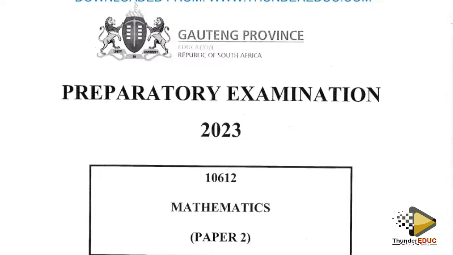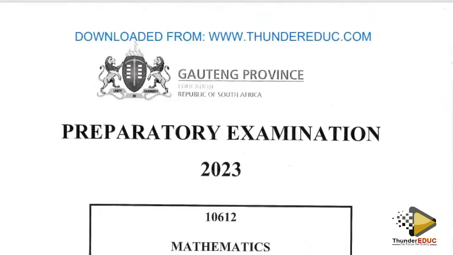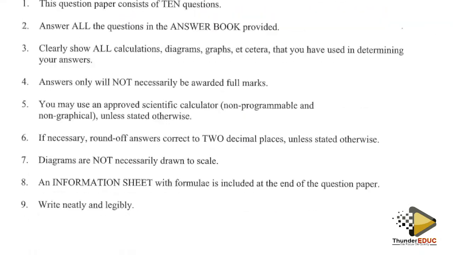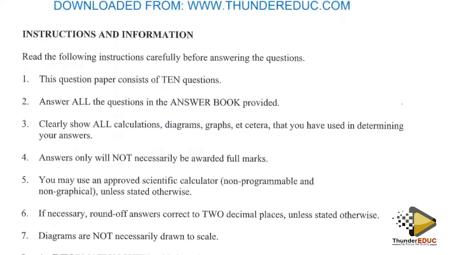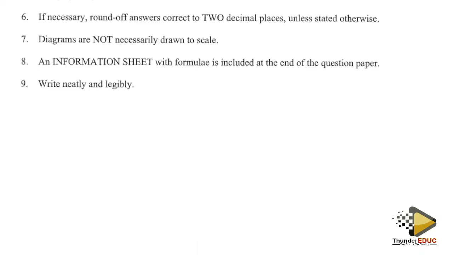To yet another episode where we shall be going over the prelim Mathematics Paper 2 2023 for Houghton. The paper was out of 150 for 3 hours, and we have 10 questions that we need to really work with. I'll try to push as much as I can.